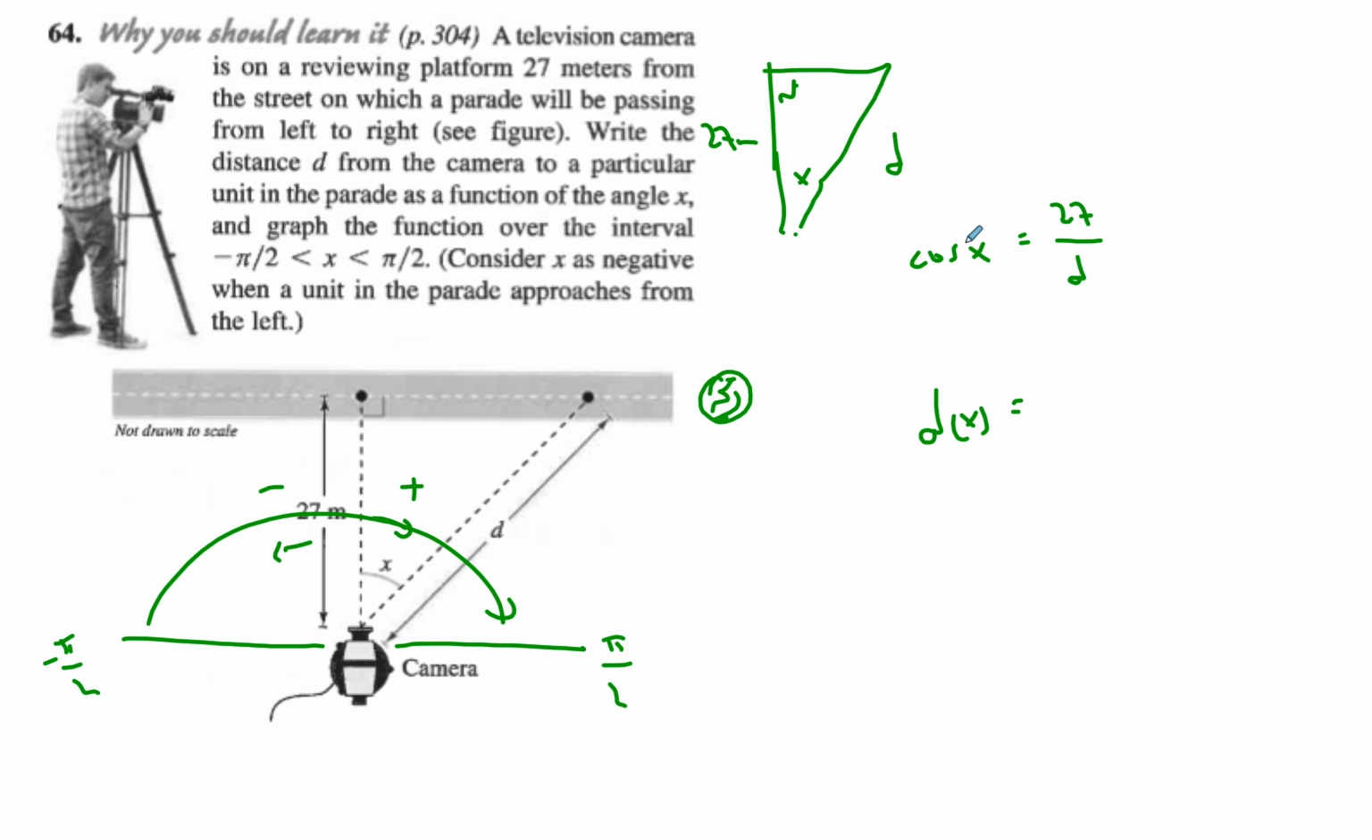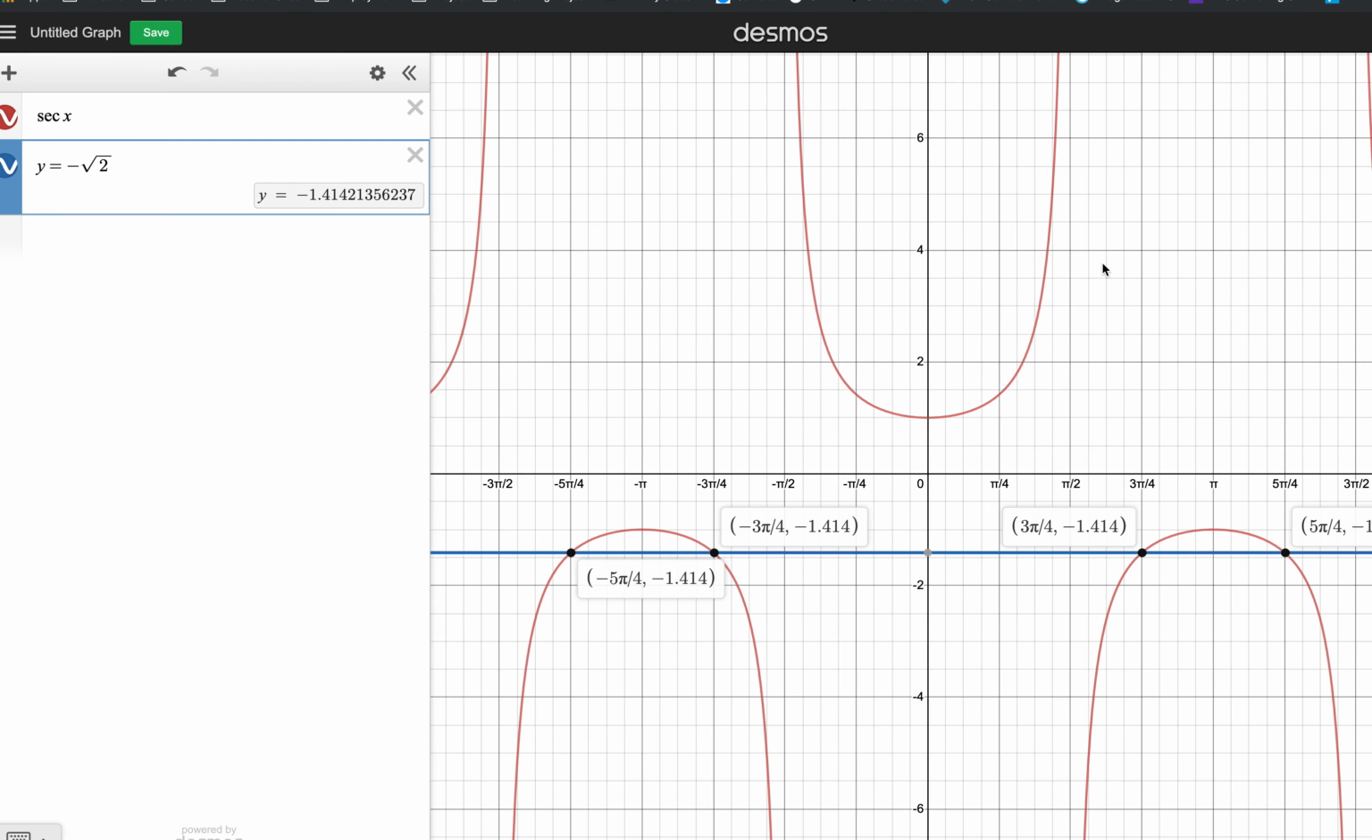So if I do that, I'd multiply by d and then divide by cosine. So I get 27 over cosine x. By the way, that's the same as 27 times 1 over cosine x, which means that d of x could be written as 27 secant x.